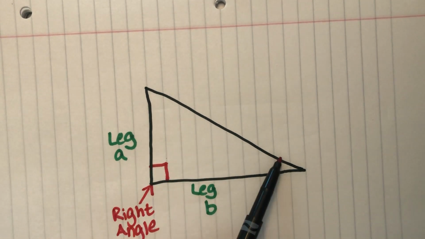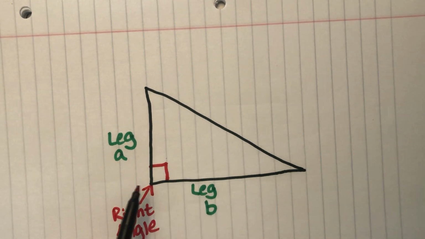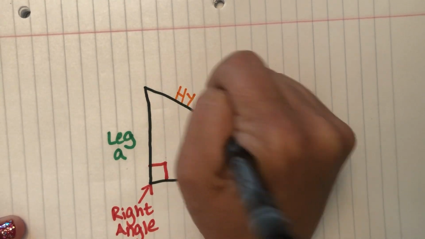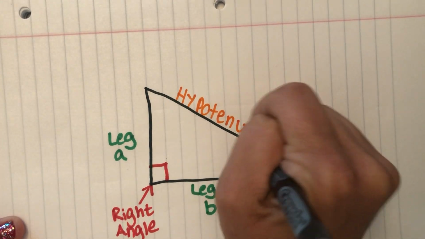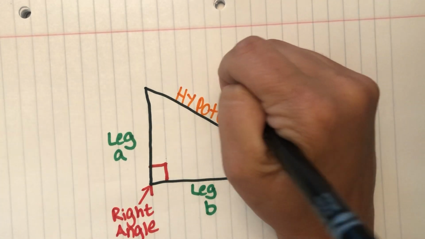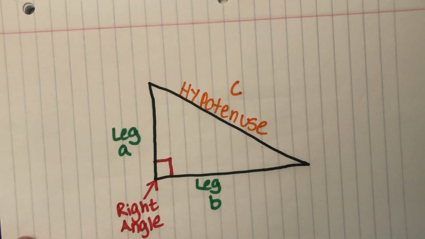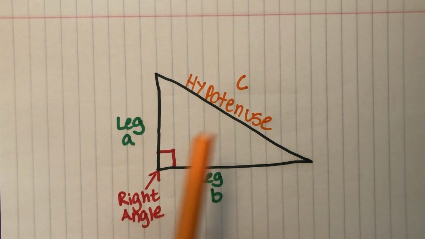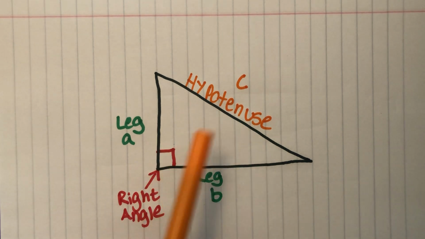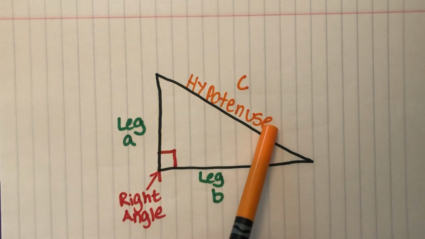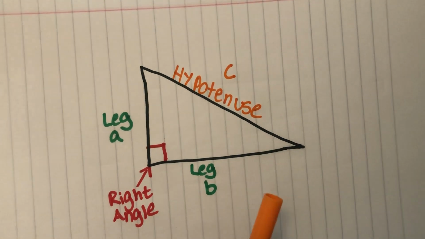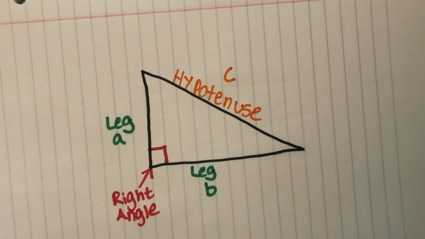And then this side over here, the side opposite of our right angle, so completely opposite of it, is called our hypotenuse. This is called side C. The hypotenuse is always the longest side, and it is always opposite the 90-degree angle, so across from the 90-degree angle. We're going to use this information to find the missing side lengths on a right triangle.